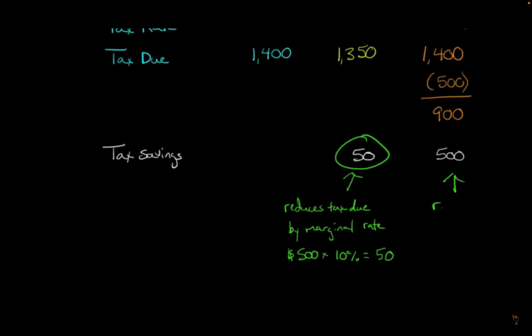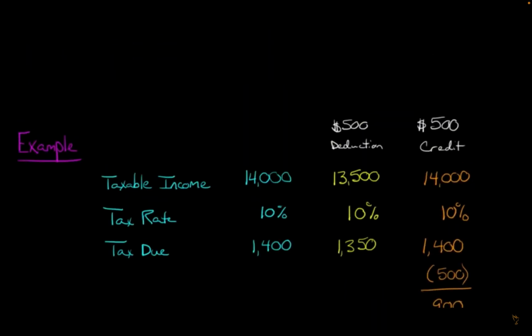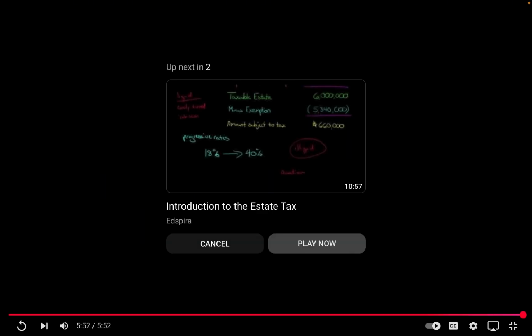But then this credit reduces tax due dollar for dollar. This is crucial. So in that sense, you might say it's better, all else equal. If you get a choice and you say, well, look, you can have a $500 tax credit or $500 deduction. Generally, the credit's going to actually reduce your tax due by a larger amount.